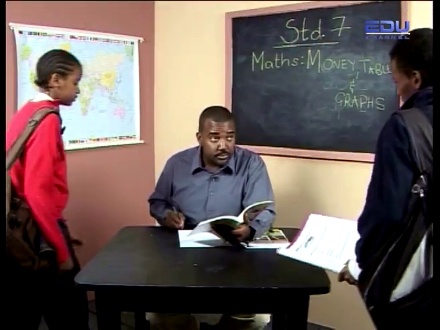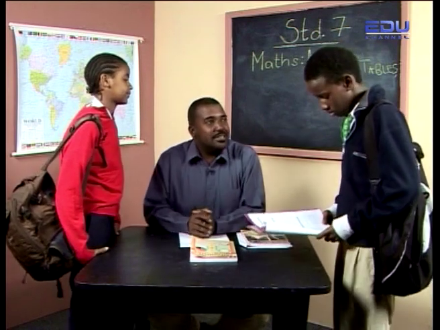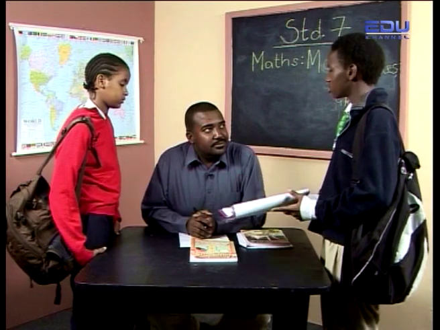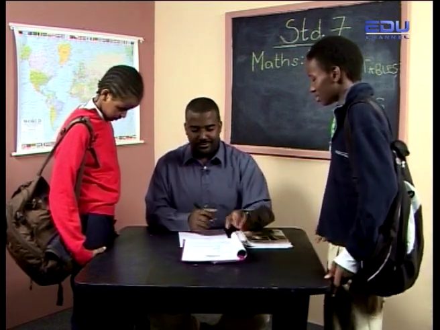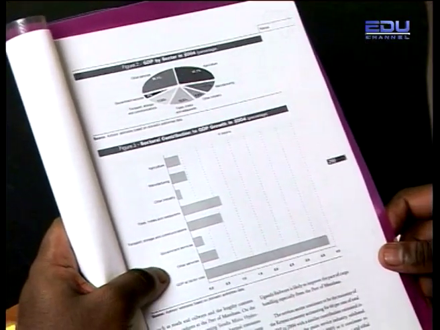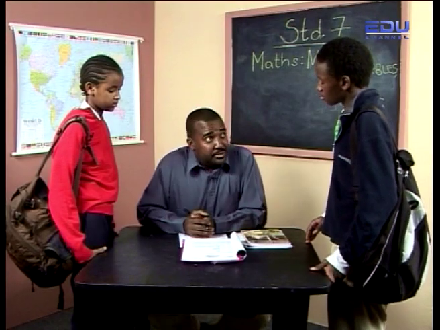I'm sorry, Mr. Mutua, but can I ask you a question? Yes, Opio, what is it? I was going through my dad's work last night and I came across these two graphs. I was just wondering what they mean and how they are made. These are two graphs which are used to represent data. They are used to show information.